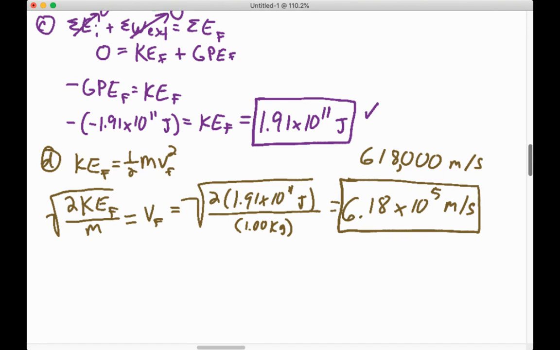But again, we're dealing with astronomical things. This thing fell from basically infinitely far away into the sun. So it had a whole lot of time to gain a lot of speed, which means we are expecting a big number here. So it looks good. We're happy with that. So hopefully that made sense and you found it helpful.